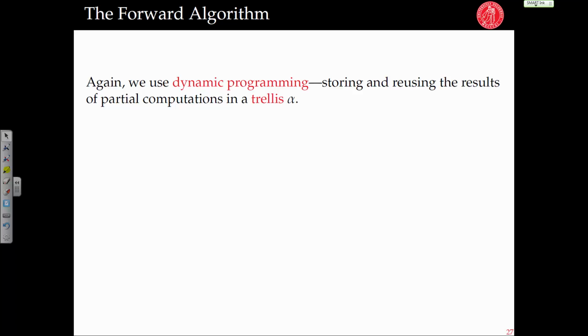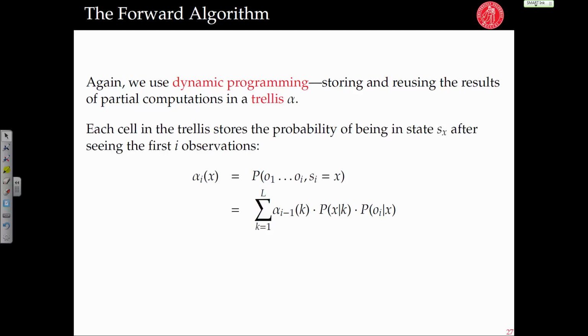So in Viterbi we used this V, and we defined Vi of x, I'm thinking Viterbi now, to be the maximum probability of the state x at time point I. Now we would change the definition a little bit. Each cell in this trellis, which is alpha I x, will store the probability of being in the state Sx after seeing the first I observations. So the meaning of alpha Ix is the probability of x at time point I, given that we have seen observations up to I.